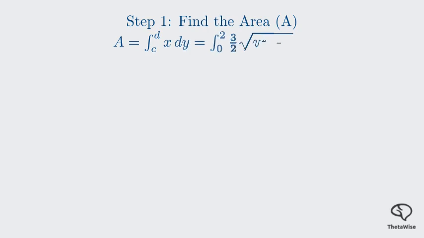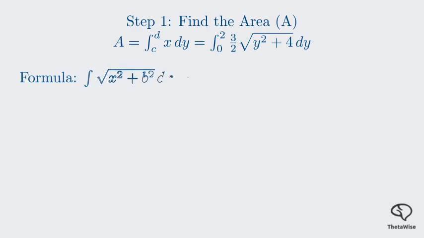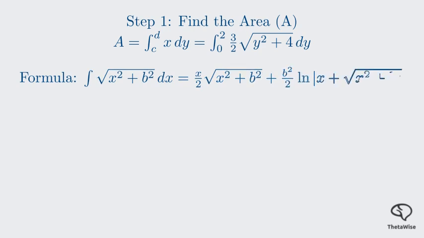The problem only asks for the x-coordinate of the centroid, x bar. For that, we need the total area A and the area moment about the y-axis, A sub My. Let's start with the area. It's the integral from 0 to 2 of our expression for x, which is 3/2 times the square root of y squared plus 4 dy. This integral requires another standard formula. The formula for the integral of the square root of x squared plus b squared is x over 2 times the square root of x squared plus b squared, plus b squared over 2 times the natural log of the absolute value of x plus the square root of x squared plus b squared.